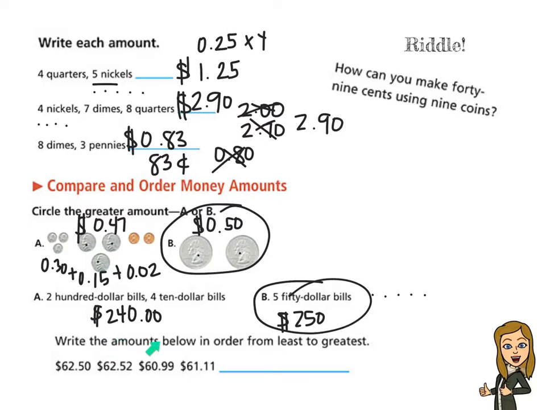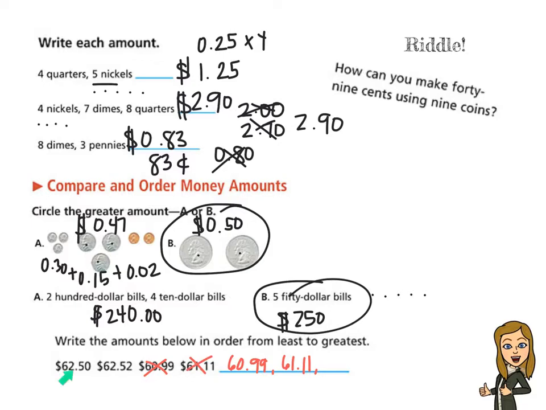Now I need to write the amounts below in order from least to greatest. So again, we're practicing our skills of looking at the whole numbers and the decimals to compare. All right, so least needs to come, so that's smallest. So here they're all 60, but then I notice 0 here versus 2s and a 1. So the $60.99 comes first because it is the smallest. All right, then comparing, I have 62, 62, and then only 61. So that comes as the next smallest.